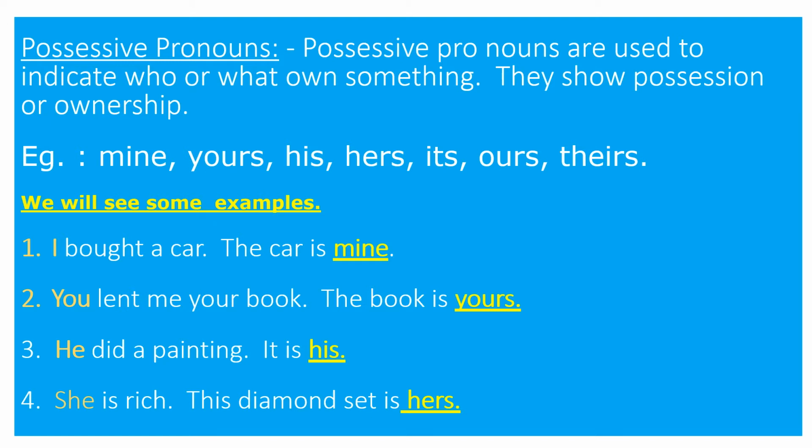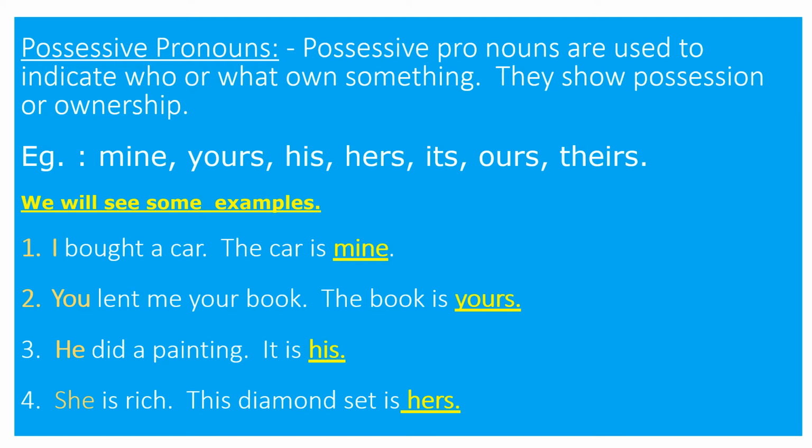Look at the first sentence. I bought a car. The car is mine. So what do you mean by the sentence? I bought a car. So what will you tell? I bought a car. So the car is mine. You can't tell the car is yours. You can't tell that, okay? So for the pronoun I, mine is a possessive pronoun. Look at the second sentence. You lent me your book. The book is yours. So you is a pronoun and the possessive pronoun for you is yours.